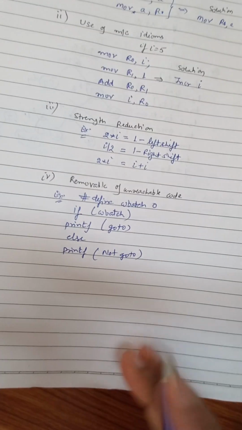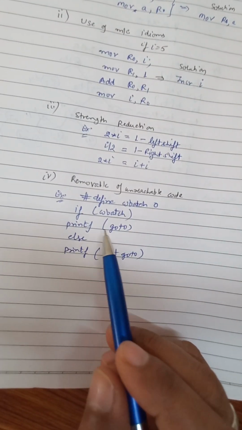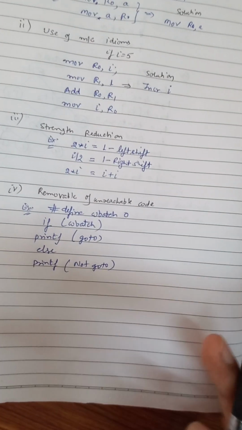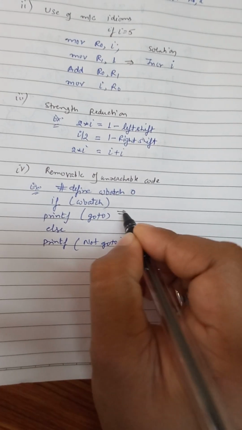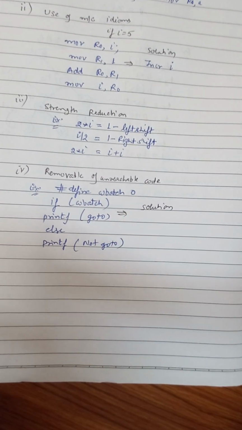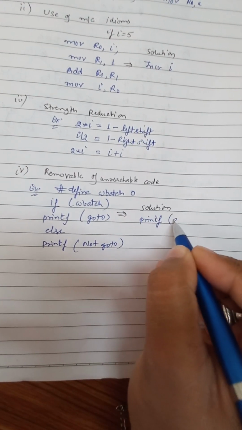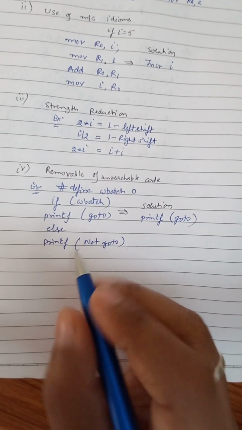Here we are able to see that we have already defined its value as 0. So why define the else condition? Because every time it will go to the first branch. So this is unreachable code, right? We are never going to reach it, because we have already defined its value as 0. So what will we write? The solution is printf go to. We need to write only this line. We should not write the other line.